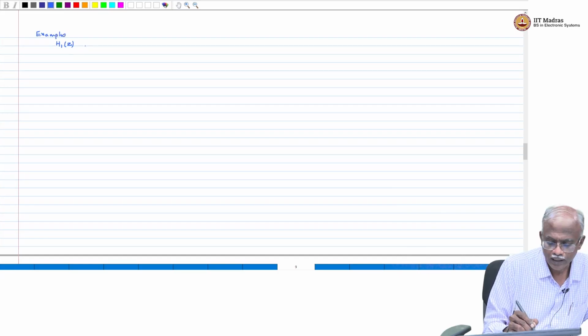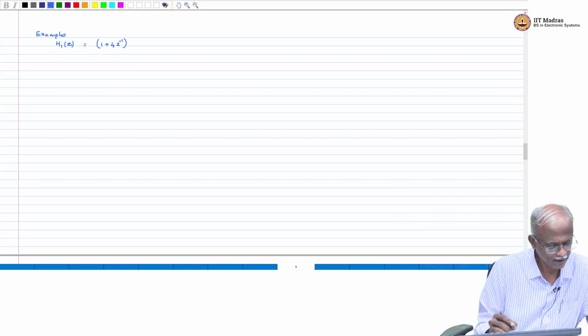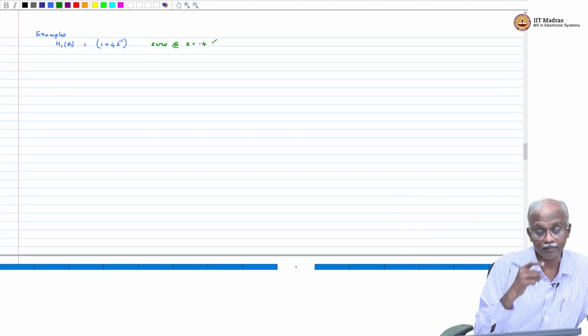H1 of Z is equal to 1 plus 4 Z inverse. This is one of the terms which is in the numerator. I've just taken only that, so you will readily tell me that there is a 0 at Z equal to minus 4, which is a correct statement.